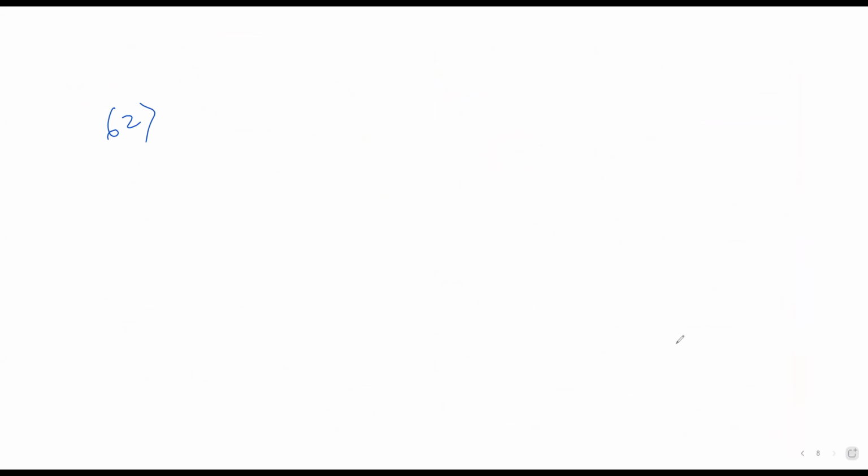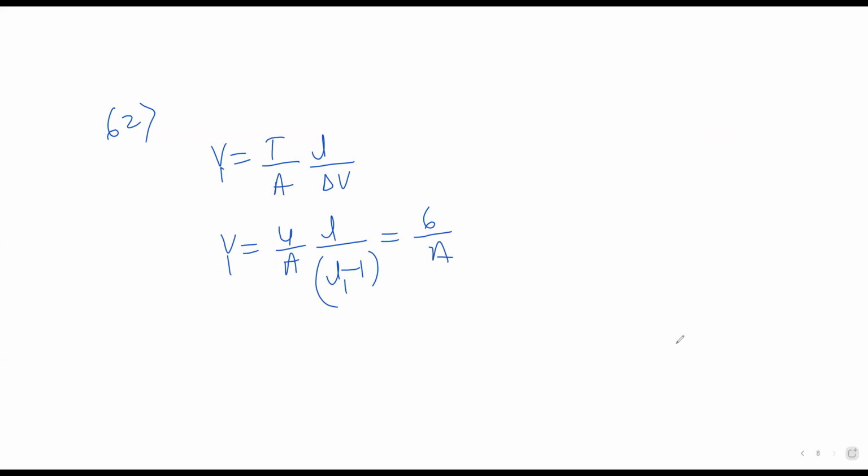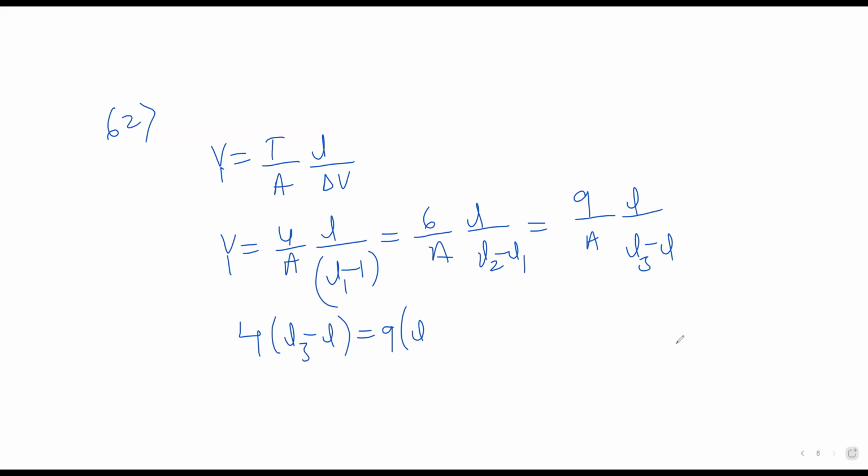So let the original unstretched length be L and assume Young's modulus is given by tension T divided by area into L divided by delta L. You can write this as 4 divided by A into L divided by L1 minus L, that is equal to 6 by area into L divided by L2 minus L, same thing, 9 by area into L divided by L3 minus L. So if you simplify this one, 4 into L3 minus L1 is equal to 9 into L1 minus L, or after simplifying, 4 times L3, 5 times L is equal to 9 times L1. Consider this as equation 1.